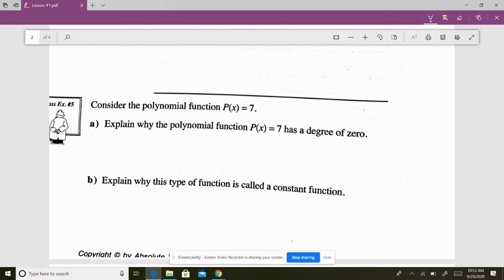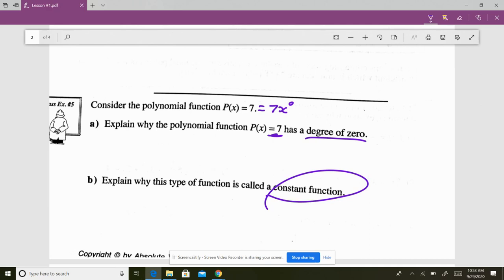All right, the bottom of the page. Consider the polynomial function p of x is equal to 7. Why does this have a degree of 0? Anything to the 0 power is what? 1. So I could write this as x to the 0 times 7. Do we agree with that? Is that the same thing? Yes, because that x to the 0 would be 1. So when you have a constant function, i.e. one with no variable, it has a degree of 0. Hence called the constant function.